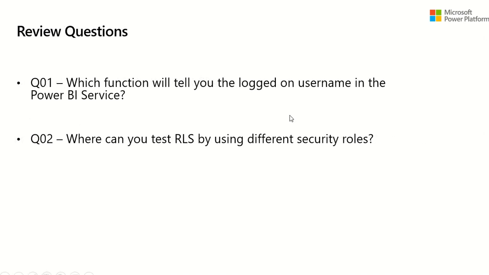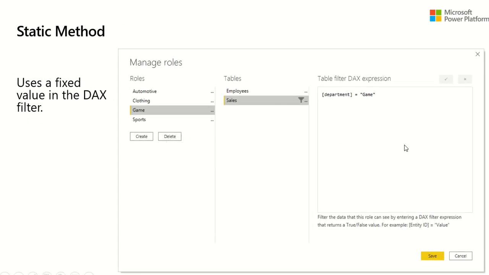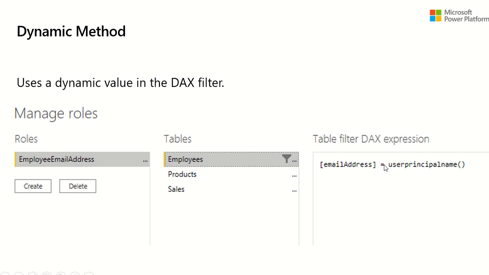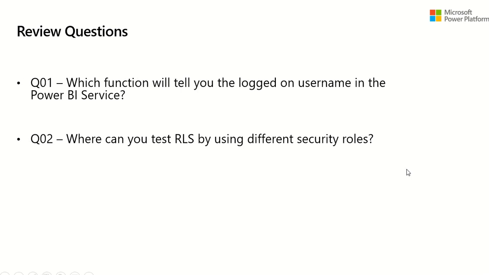Which function will tell you the logged-on user in the Power BI service? To know who logs in, it is the user principal name, and that was why it was used here, to be able to restrict access to certain details based on the person who logs in. So to know who logs into the Power BI service, we use user principal name.